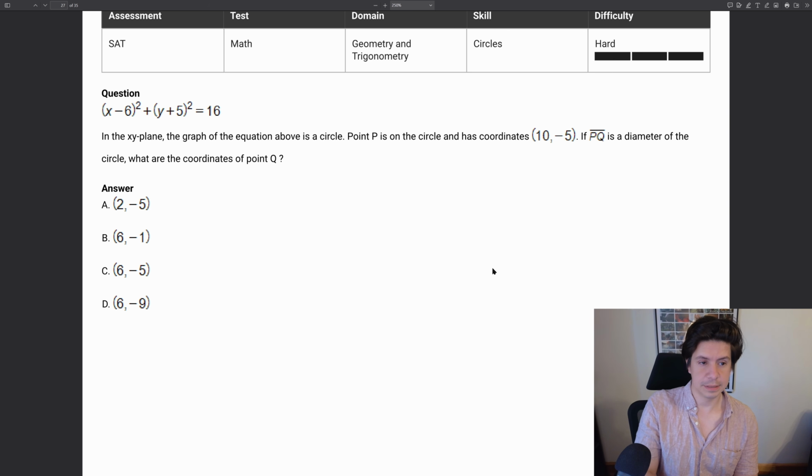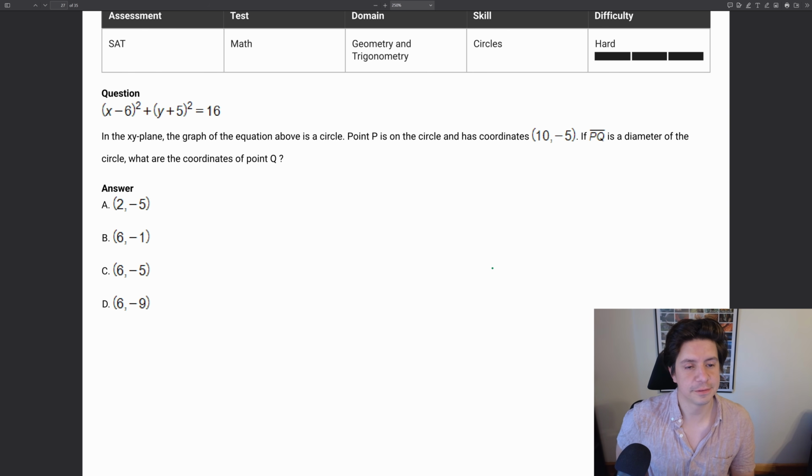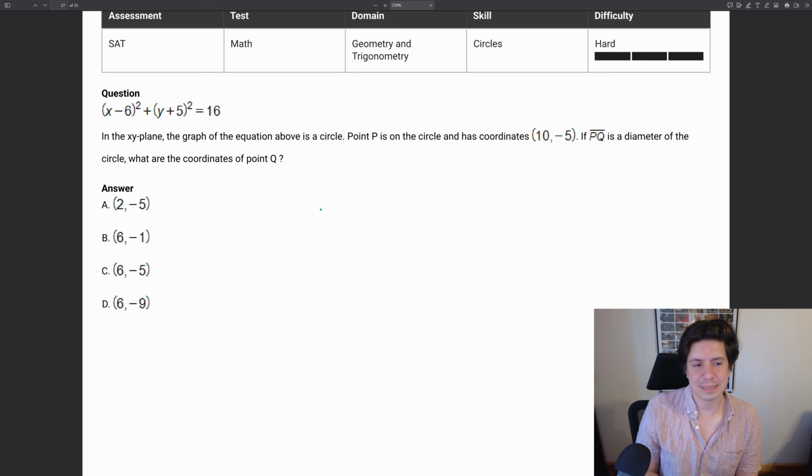And then we have this here: (x - 6)^2 + (y + 5)^2 = 16. In the xy plane, the graph of the equation above is a circle. Point P is on the circle and has coordinates (10, -5). If PQ is a diameter of the circle, what are the coordinates of point Q?